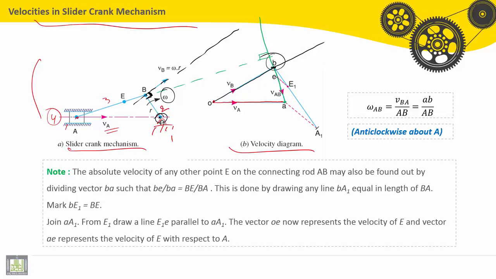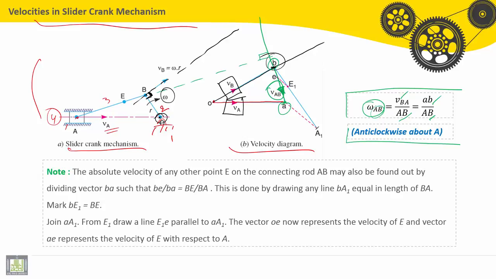Now we have the velocity of point B, and we already have the velocity of point A. This green line between B and A is the relative velocity VAB. And we have the rule: WAB is equal to VBA divided by AB. And the link AB moves anti-clockwise about A.